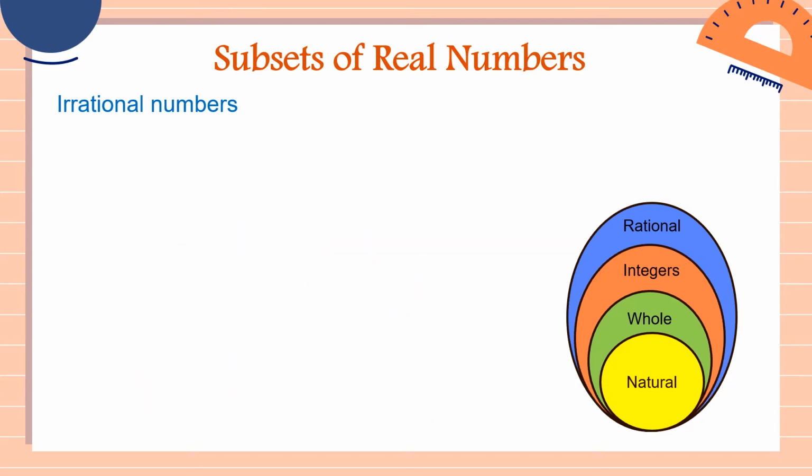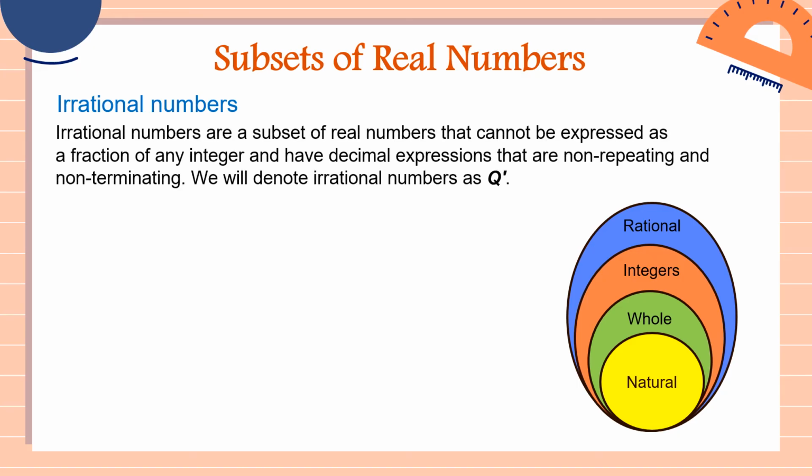Now, the last subset of real numbers is what we call irrational numbers. Irrational numbers are a subset of real numbers that cannot be expressed as a fraction of any integer and have decimal expressions that are non-repeating and non-terminating. We will denote irrational numbers as Q with an apostrophe, and we call this one Q prime.